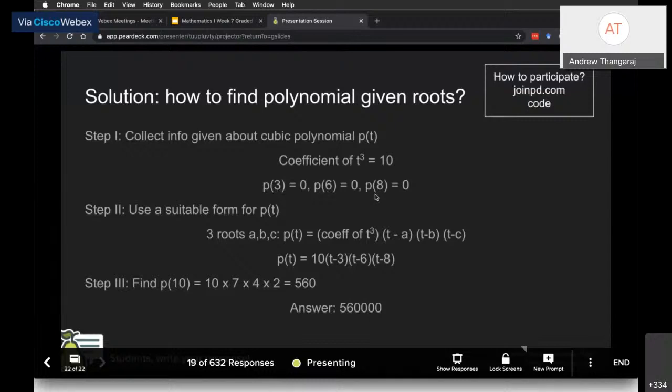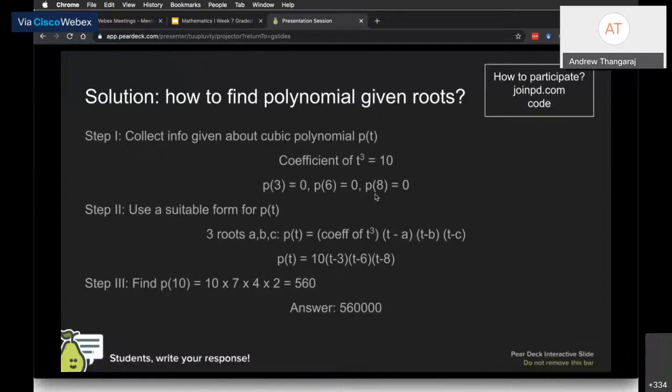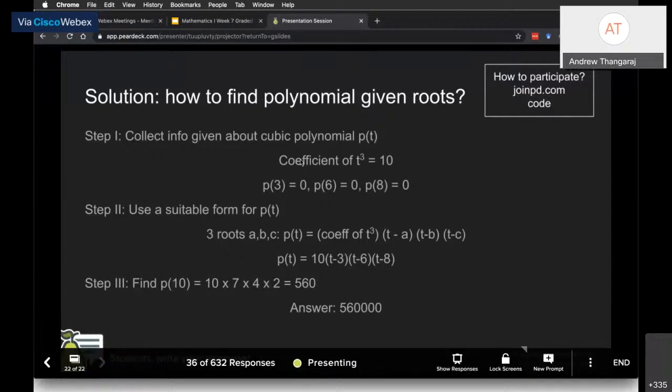I want you to type in the response in this page. Do you think you can solve the problem? Do you think you can find P of t if I give you the coefficient of t cube and then I tell you P of 3 is some number, 1, P of 6 is 2, P of 8 is 3? It doesn't matter what it is. Do you think you can still find the polynomial exactly? That's my question. Don't just say yes. You should also say a little bit about how you'll do it. So that's the question for this.